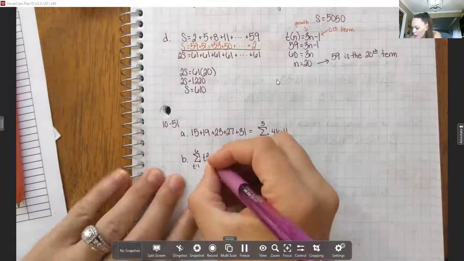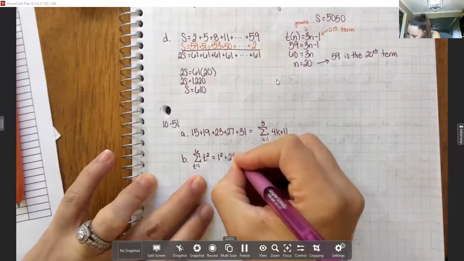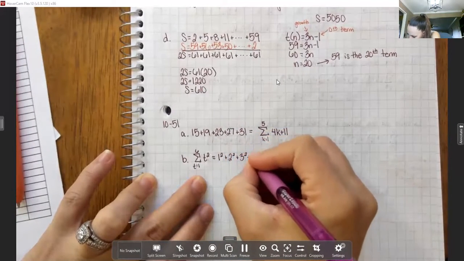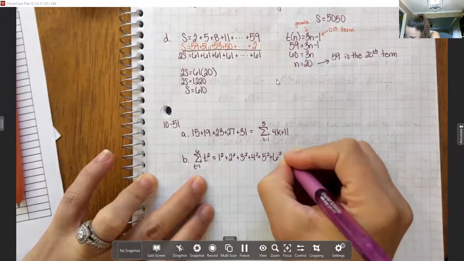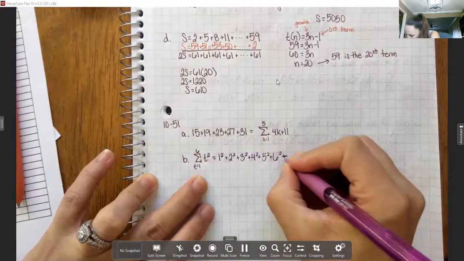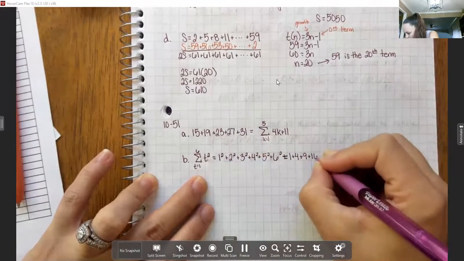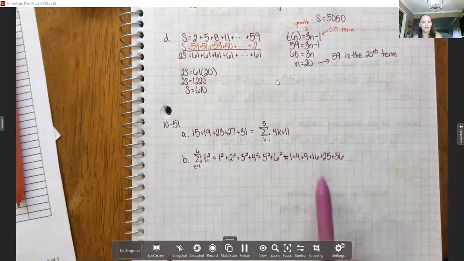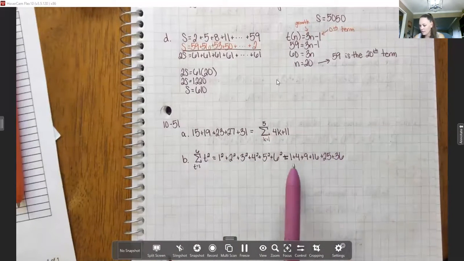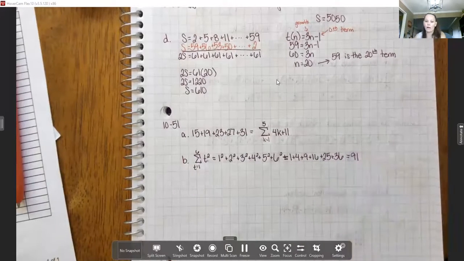And then B, so 1 squared plus 2 squared plus 3 squared plus 4 squared plus 5 squared all the way to the last one is 6 squared. That's equal to 1 plus 4 plus 9, 16, 25, and 36. Again, you can't use a shortcut here because this is not arithmetic. It's not growing linearly. So if you add up all of these terms, you will get 91.